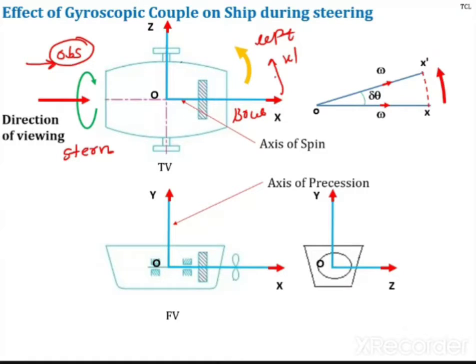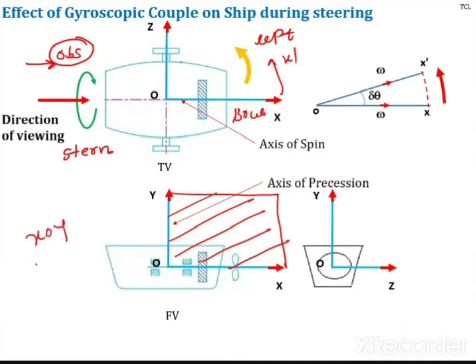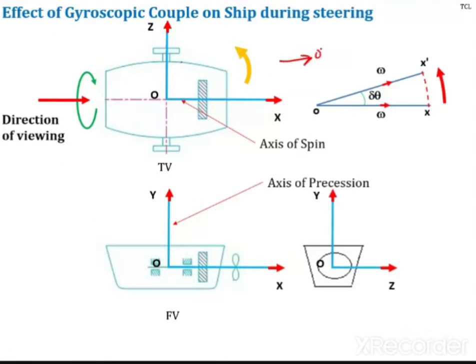Now where will you get the effect of the gyroscopic couple? You will get the effect of the gyroscopic couple in this plane, that is XOY. Remember, this XOY is the plane of the gyroscopic couple. In this case, your observer was here. I will rub out all this, and now you have to bring your observer position here. Now X is moving towards X dash. Remember, X is always moving towards X dash.